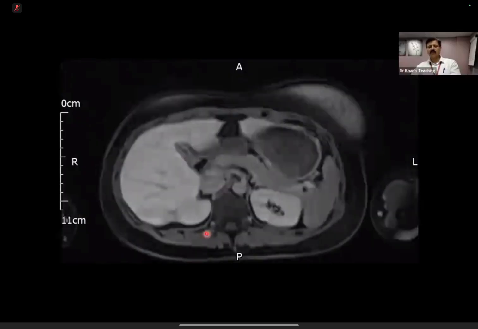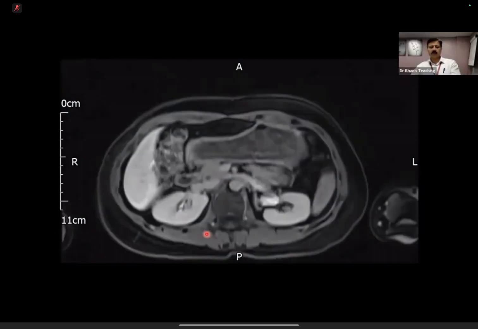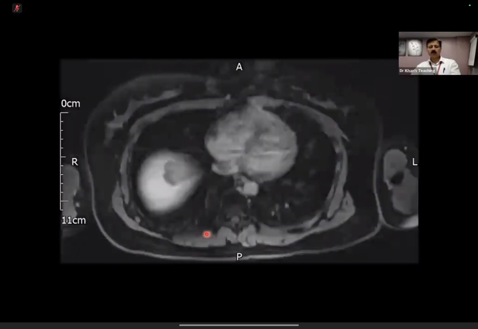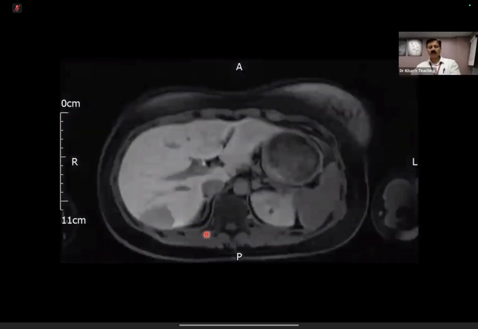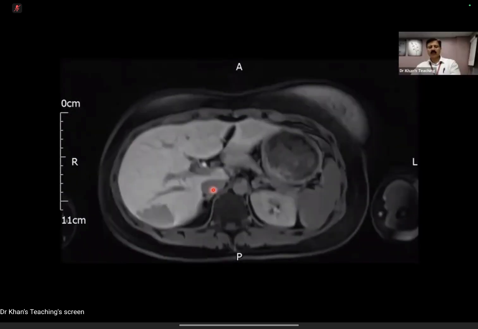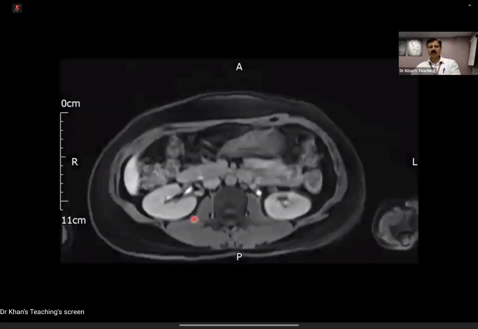So, you know, there are so many parameters on MR. It's a beautiful tool. You use all of them, and you are very confident of your diagnosis. And 10-minute delay, similar to the blood pool.